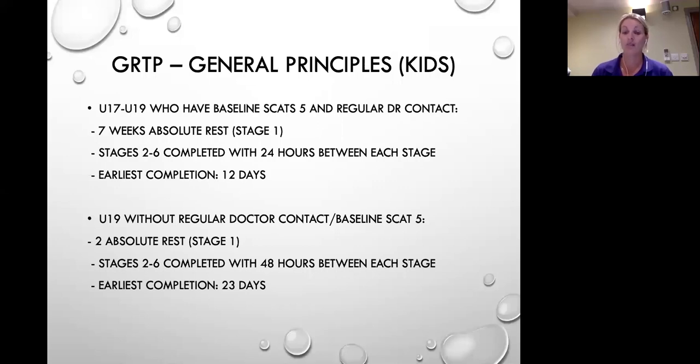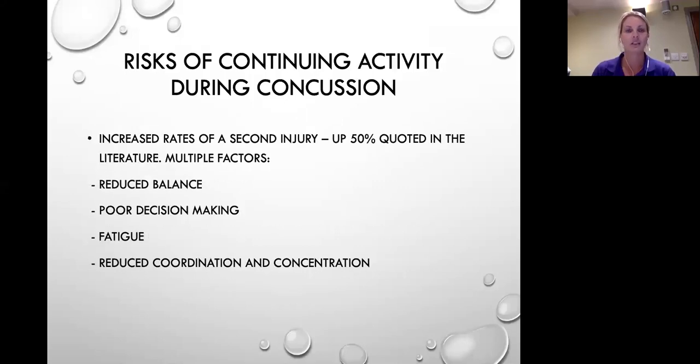And I think that's really hard for both the child and the parent. So the risks, and this is what I talk a lot about to the kids of why they shouldn't be doing sport, is they're saying up to 50% in the literature chance of getting another injury if doing sport while concussed. And it's multifactorial, predominantly due to poor balance, poor decision making, fatigue, reduced coordination or concentration.